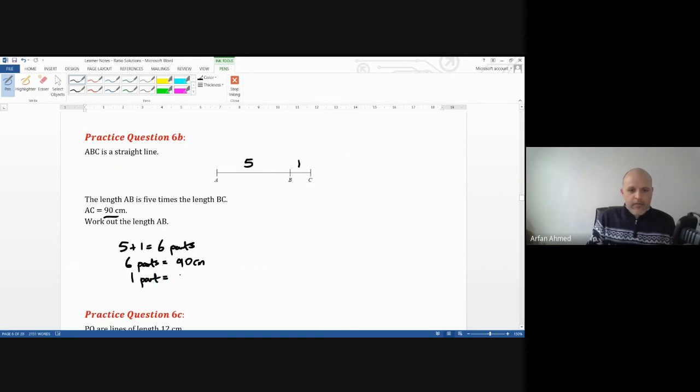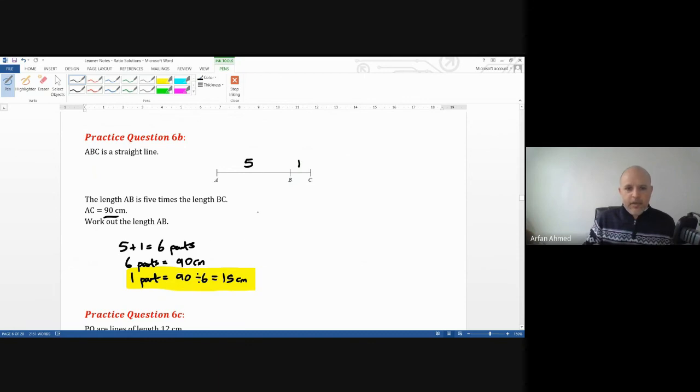So 1 part will be 90 divided by 6, which is 15. Yep, 15 centimeters. There's your crucial bit, finding out what 1 part represents.